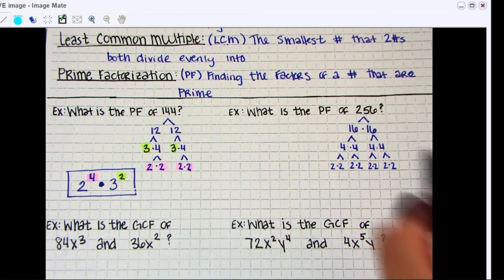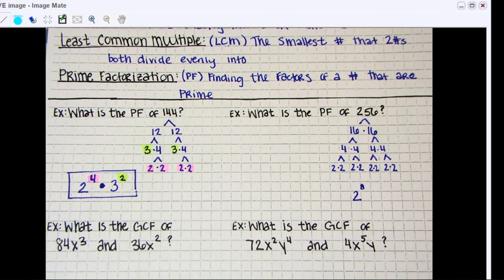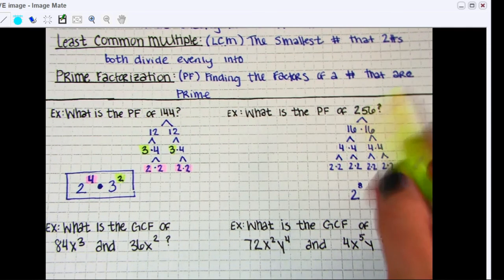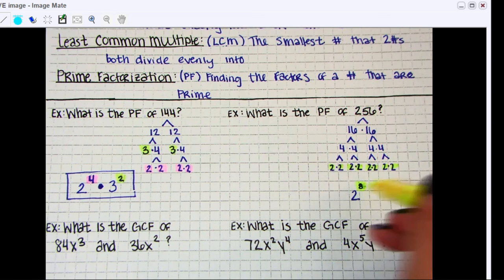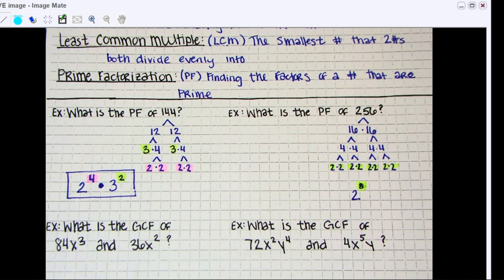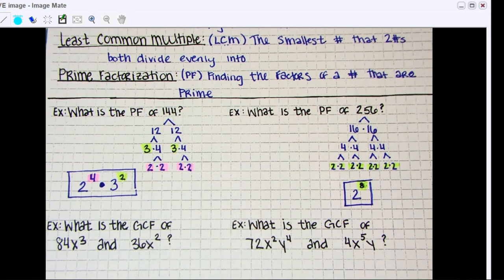So what is our final answer here? 2 to the 8th. All I do is count how many 2's I see. Well, 1, 2, 3, 4, 5, 6, 7, 8. 2 to the 8th. And that's your answer. You don't have to have 2 different numbers. You can leave it like that.